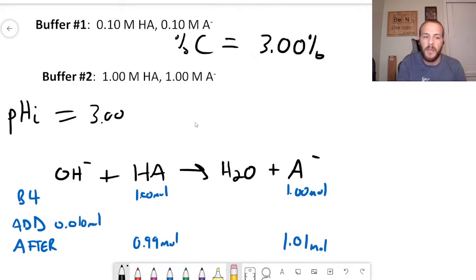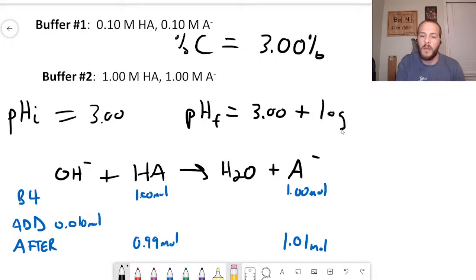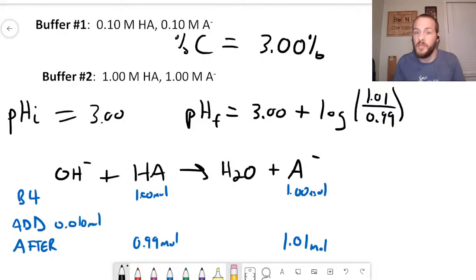So if we're calculating final pH, again, we're just going to use the Henderson-Hasselbalch equation. pH is equal to pKa, 3.00, plus the log of base over acid. In this case, base is 1.01, acid is 0.99. If anybody wants to punch this into their calculator and compare your result to mine, I would appreciate it, because there is a possibility that I miscalculated something. All right, so the value that I got for the final pH is 3.01.